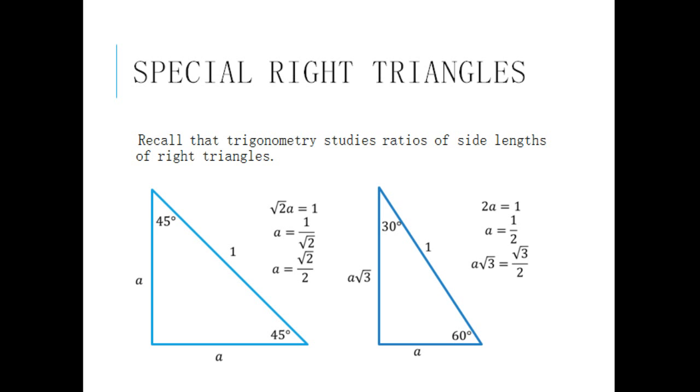For the 30-60-90 triangle, we have the hypotenuse of 1, and the ratio of the side lengths are a to a root 3 to 2a. Thus, solving the equation 2a equals 1, we have that a is equal to 1/2, and a root 3 equals root 3 over 2.